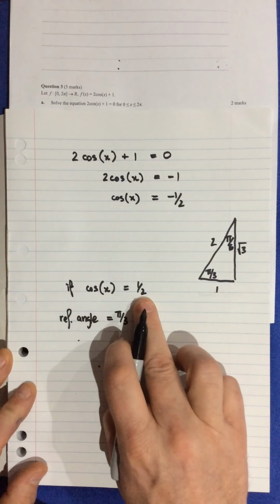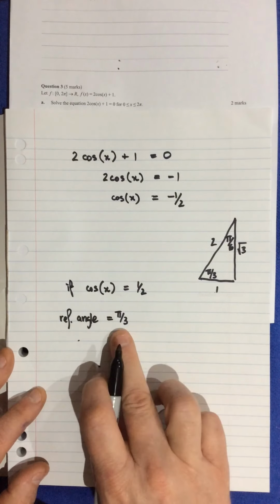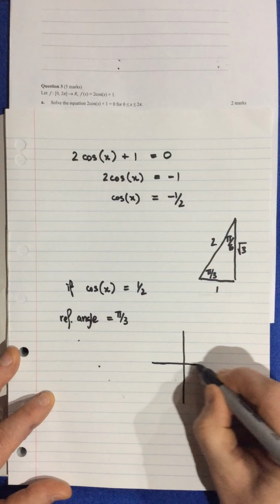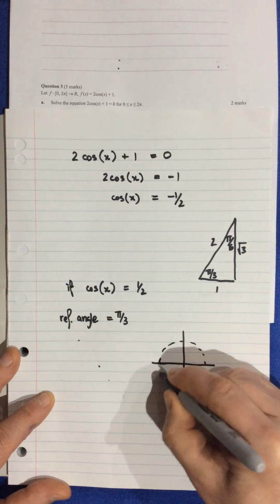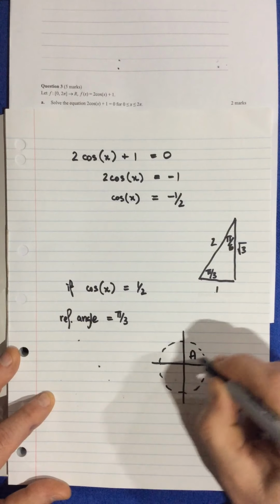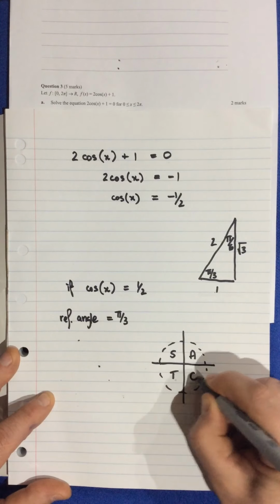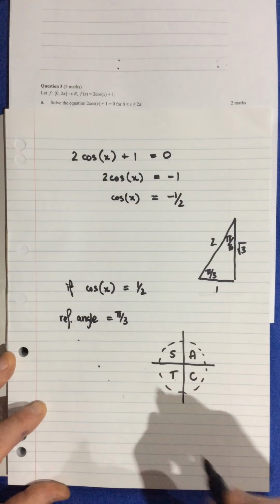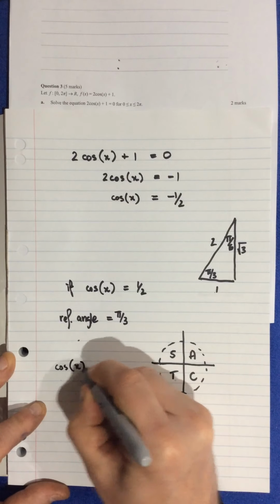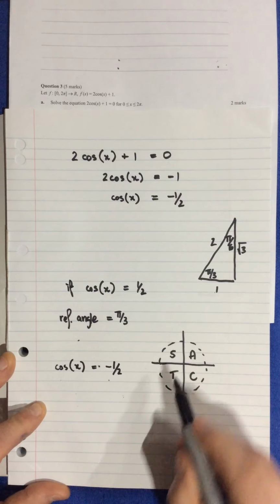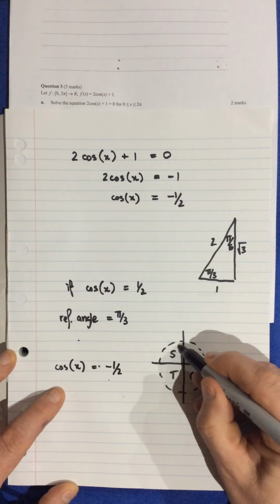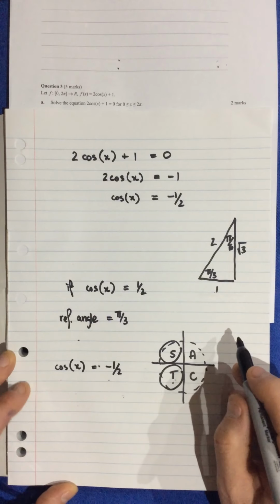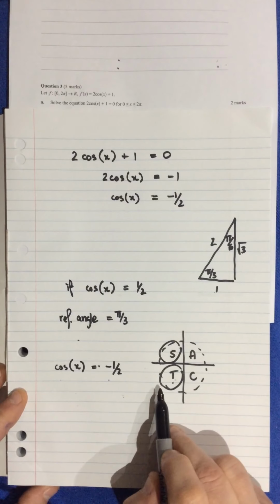But of course, we don't have that. We've got cos is equal to minus a half. So we need to tweak this reference angle or modify it in some way. I'm just going to remind you about, in the unit circle, the ASTC across the quadrants. And because we've got cos of x is equal to minus a half, that's what we're trying to solve, we know that cos is a negative value in the second and third quadrants. So the solutions are going to occur in the second and third quadrants.